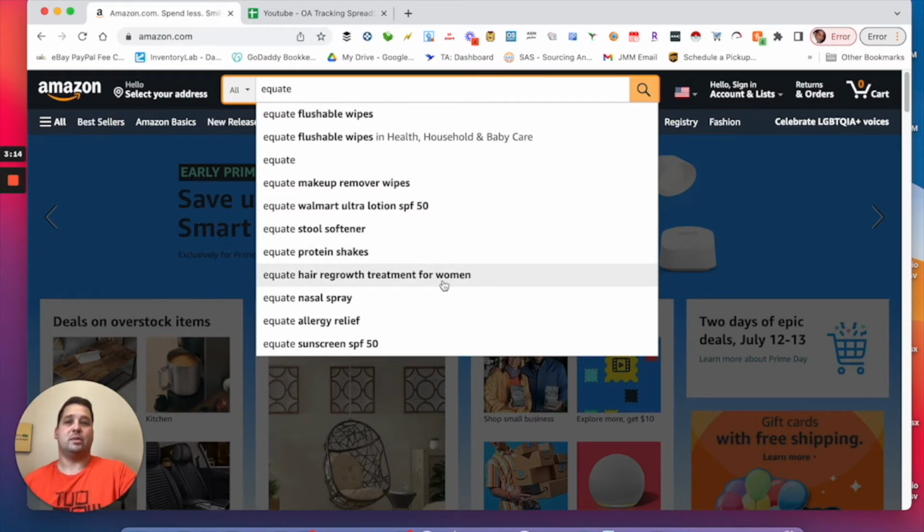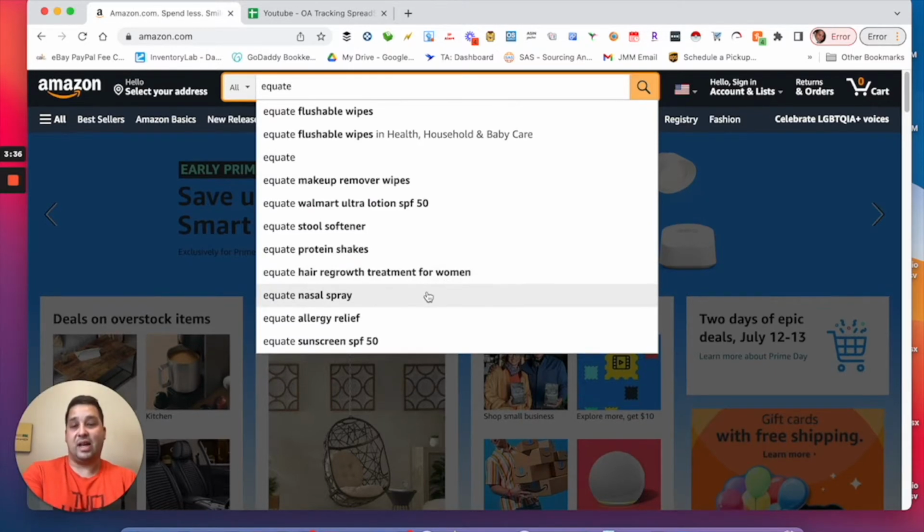The reason we're picking Equate is because it will be arbitrageable, meaning that if people are buying this brand from Walmart, they're most likely buying it profitably, and if they are, they're probably selling other stuff from Walmart or other websites profitably. So we kind of want to see what they bought. They already put in the work. Now we just have to find the products.